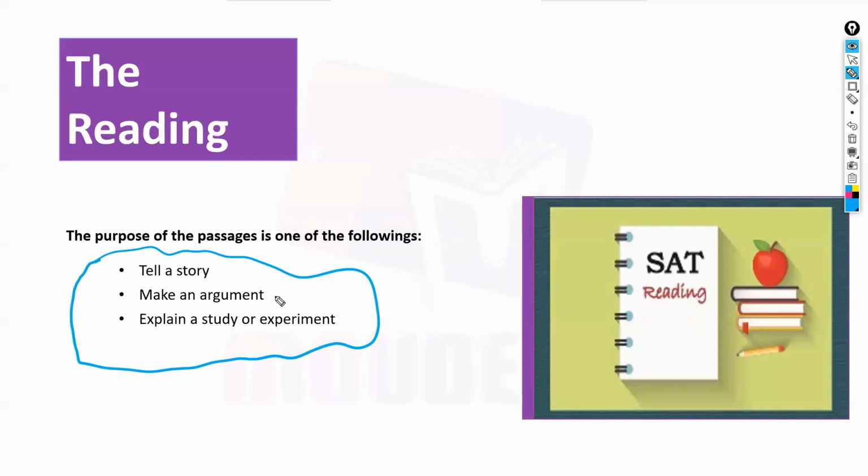Maybe the history of America, for example. So they will try to make an argument, and you have to, of course, understand their argument and answer accordingly, or explain a study or experiment. That's mostly for the science and social studies part of the passages.